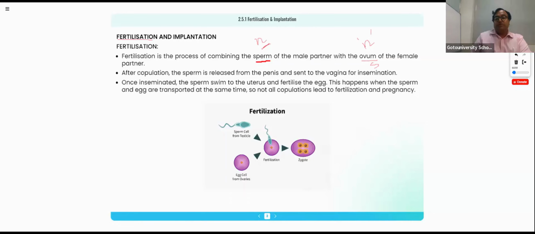Right? So here, after copulation, the sperm is released from the penis. Instead of using the word penis, technically we call it external genitalia. What do we mean by external genitalia or penis? It is an organ which is present outside the body. That is the reason the penis is given the term external genitalia.